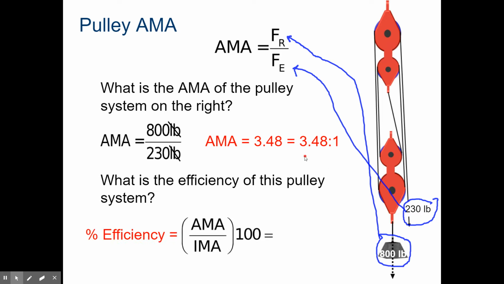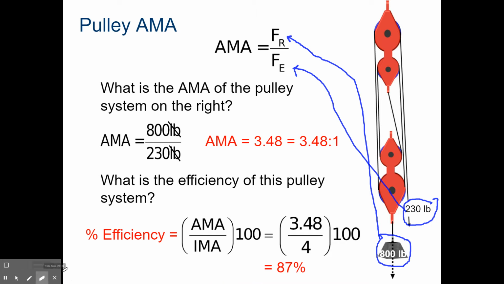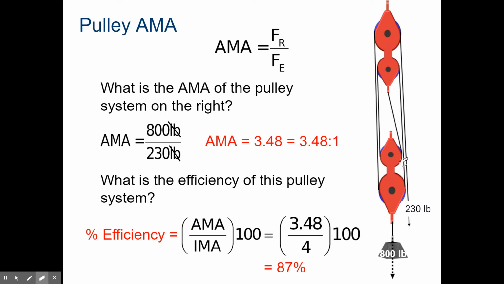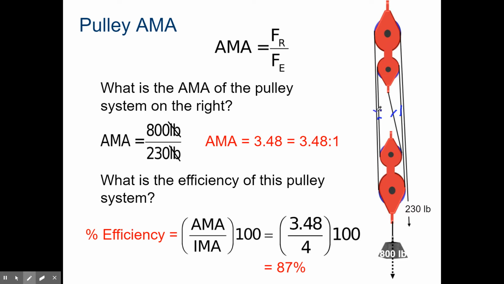So what's the efficiency of this pulley system? AMA over IMA. AMA, we're going to take from this slide, that 3.48. The IMA, remember, we figured this out on a previous slide, but let's just revisit that. The IMA for a combination of pulleys with a single strand, you just count the strands opposing the force. So 1, not that one. 1, 2, 3, 4. Not this one, because it's going in the same direction as the resistance. So this is 87% efficient.